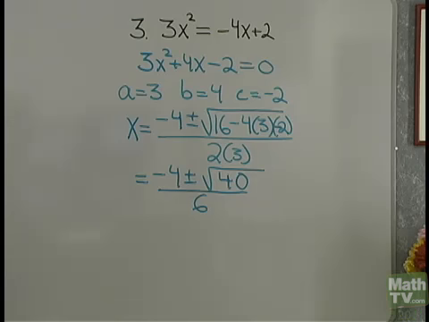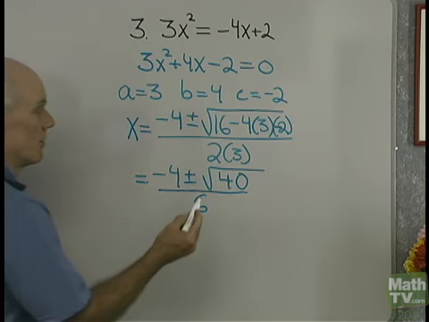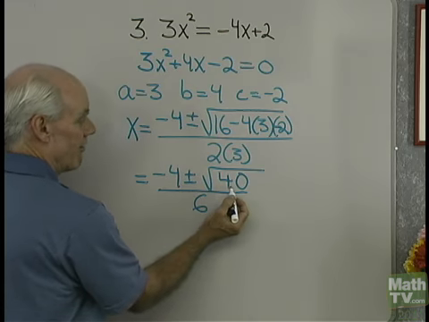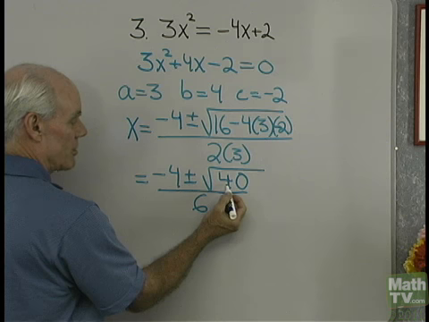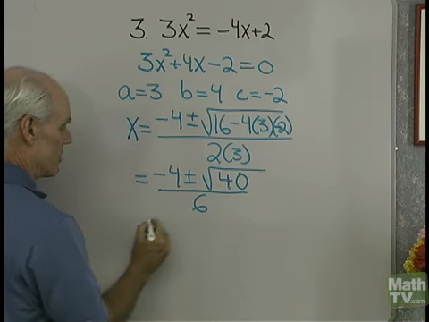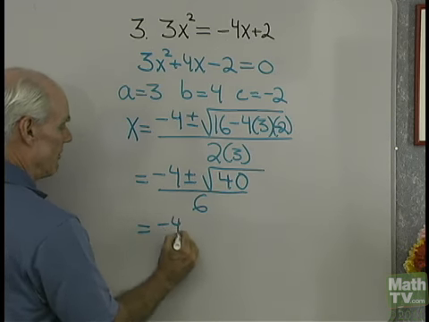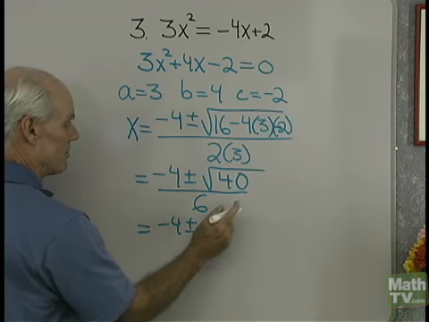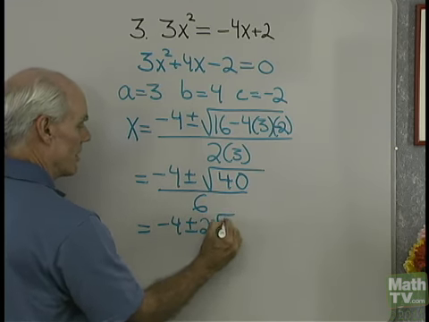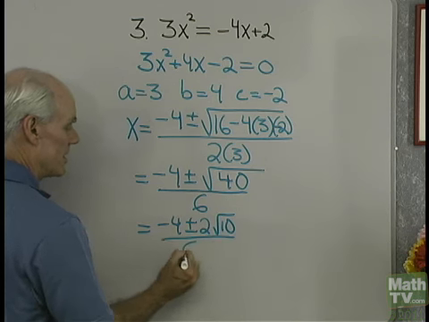Okay, we'll move that up a little bit to give ourselves a little more room. And then let's see, 40 is 4 times 10. 4 is a perfect square, which I can take out as 2. So this would be negative 4 plus or minus, I simplify this radical, and I get 2 square root 10, all divided by 6.